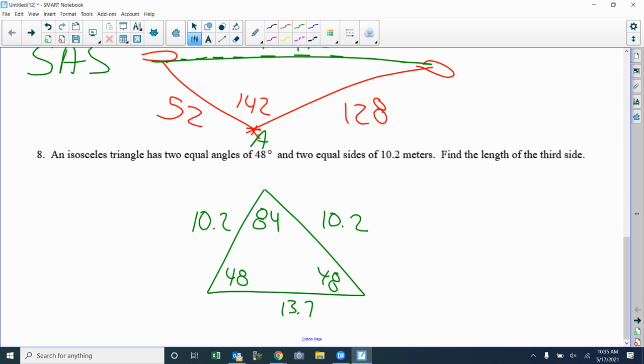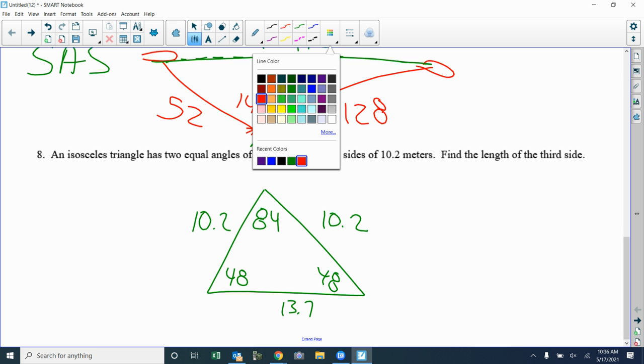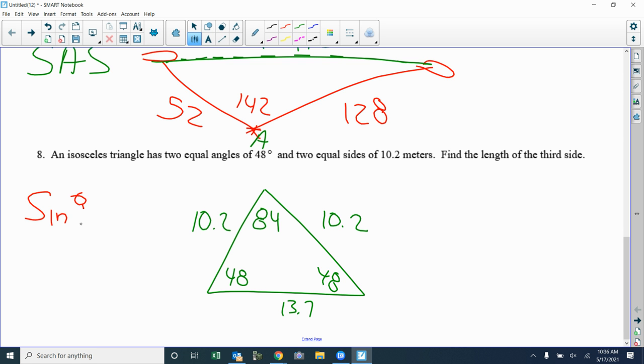How do you feel about this? Okay? How'd you get 13.7? I did sine of 84 over, whatever you want to call it, A, is equal to the sine of 48 over 10.2. Cross multiply those using the law of sines. That help?